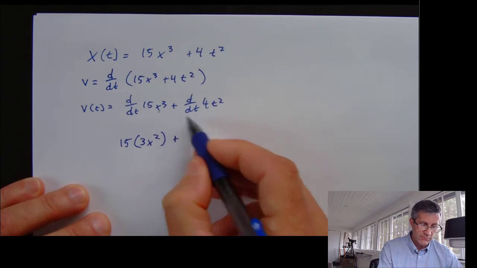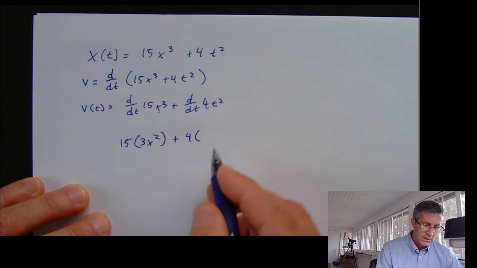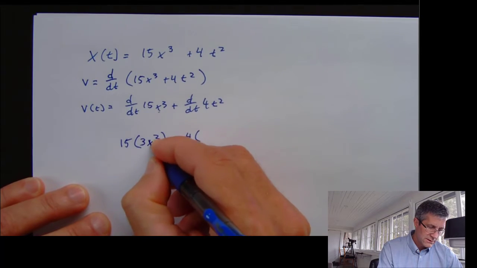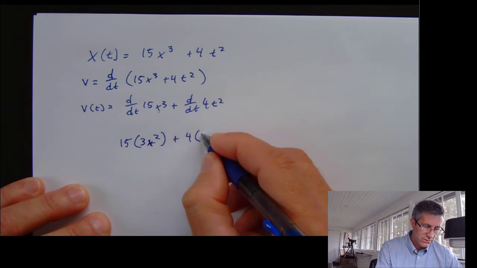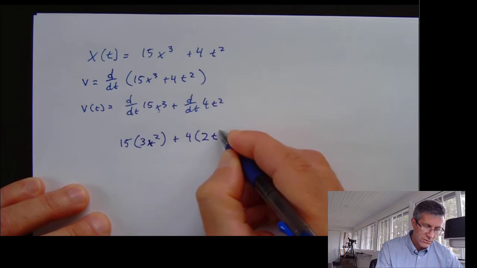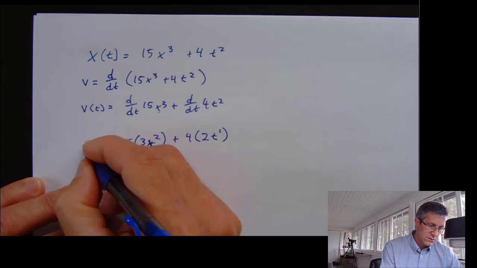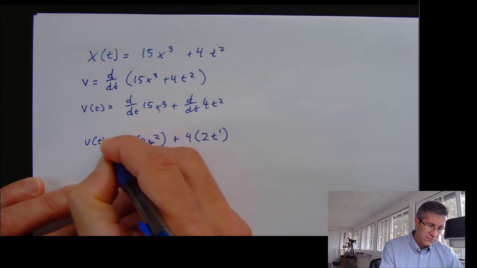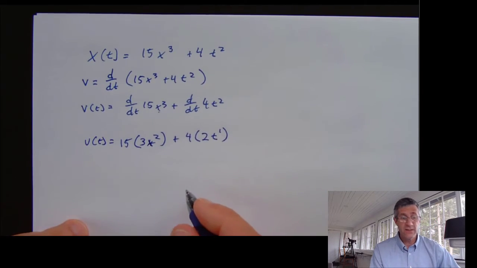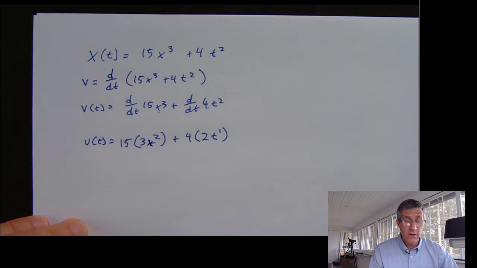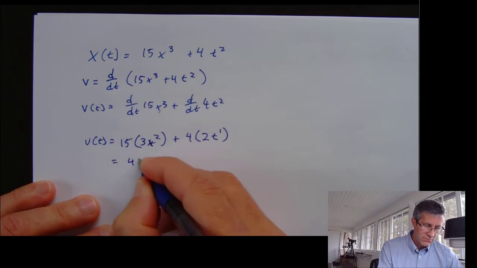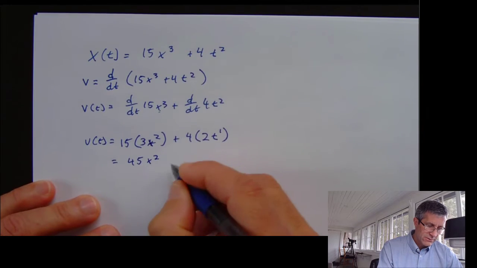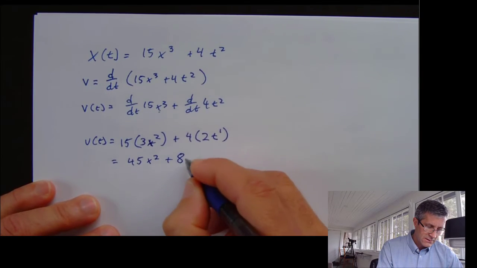And here I'm going to do the same. I'm going to pull this constant out for t. I'm going to multiply by my original exponent and then have a new exponent, which is one less. So I have a new equation for velocity, which represents the instantaneous velocity. At any point in time, I can plug in time and find out what the velocity is at that point. I'll simplify this. This is going to be 45 x squared plus 8 t squared plus 8t.